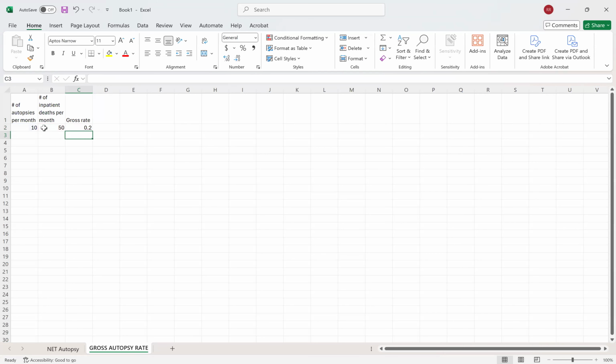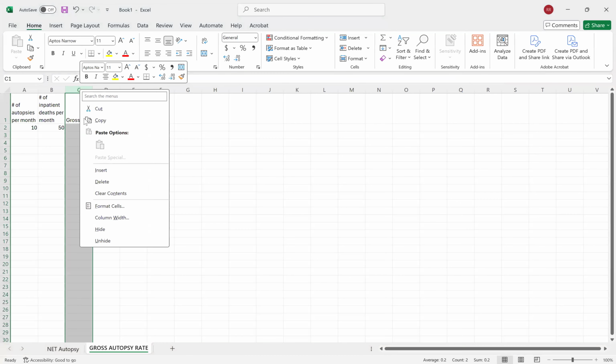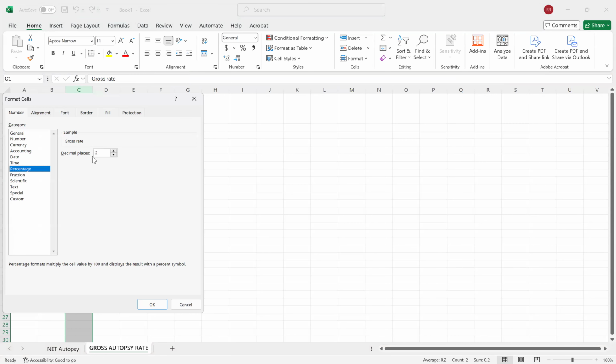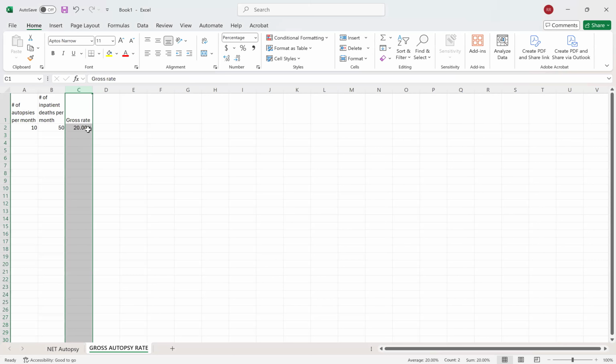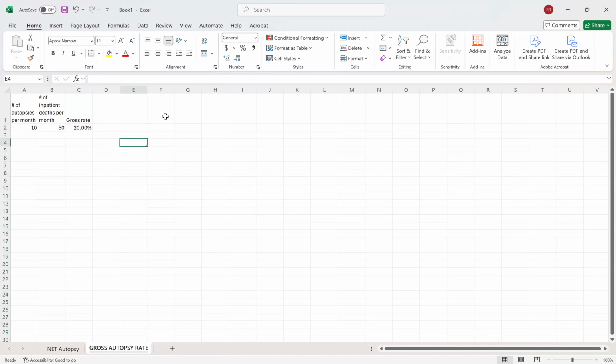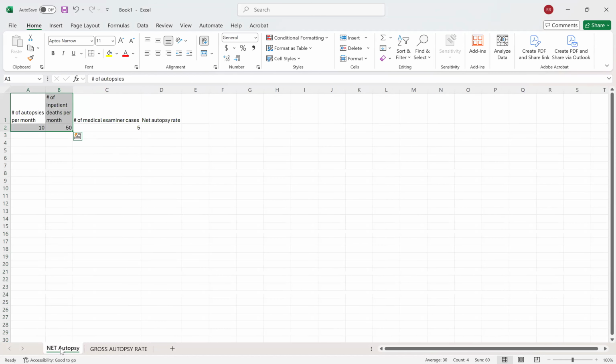And we get 0.2, and we can right mouse click, format the cells, go out 2 decimal places, and we get 20%. That is our gross autopsy rate. Now we're going to take a look at the net autopsy rate.